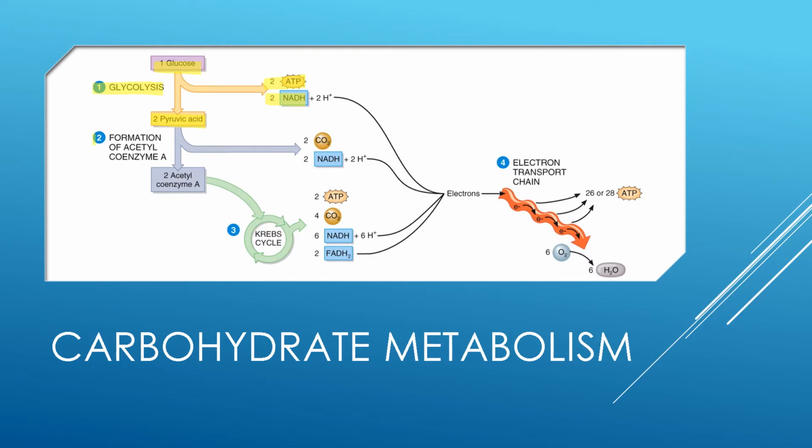Our second phase here is the formation of acetyl coenzyme A. This is really just a transition step that prepares pyruvic acid for entrance into the Krebs cycle. So pyruvic acid by itself can't actually go into the Krebs cycle. It has to be converted into acetyl coenzyme A. So each molecule of pyruvic acid is converted into an acetyl coenzyme A molecule. Now during this transition phase, there are also 2 molecules of carbon dioxide made and 2 NADH.